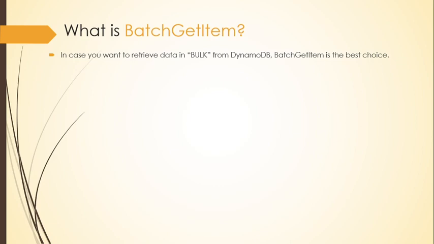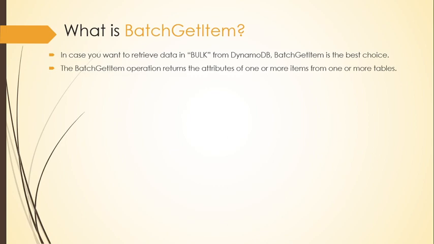best choice. If you have a huge amount of data in your DynamoDB and you want to retrieve data in bulk, in that case BatchGetItem is the best choice. The BatchGetItem operation returns the attributes of one or more items from one or more tables. So here are the key points. You can retrieve at a time from multiple tables. So you can get a bulk amount of data from multiple tables.